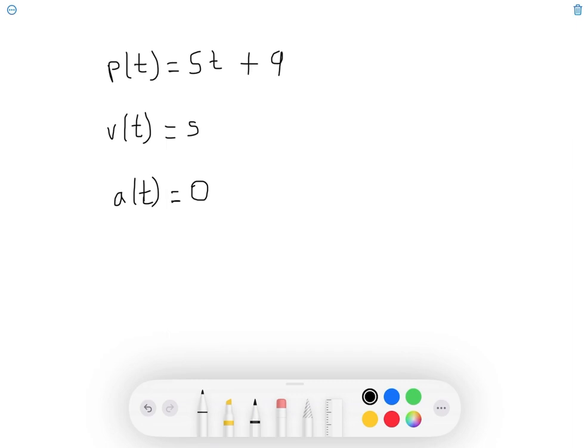And by taking the derivative of v of t equals 5, we would also get 0, because 5 is just a constant number. So this was just a quick summary on how we can create an equation for velocity and acceleration given a position function, and we did this using the same basic derivative rules that we would normally use.